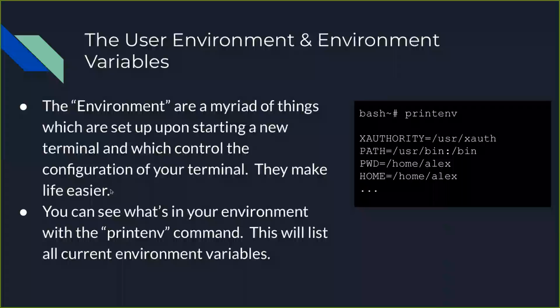These things basically control the configuration of your terminal, and they will make your life a lot easier. These are things like the path, the PWD, the home variable, and the X authority variable, among many other things. We'll talk a little bit about what each of these is in a little bit, but one way you can see what all is in your environment is to type printenv and hit enter. That will print a usually very, very long list of all of the various environment variables that are set.